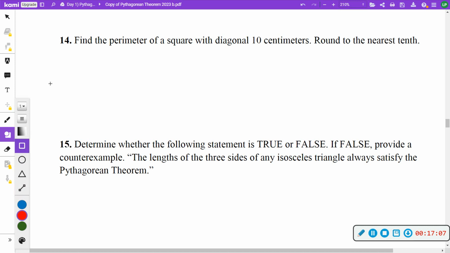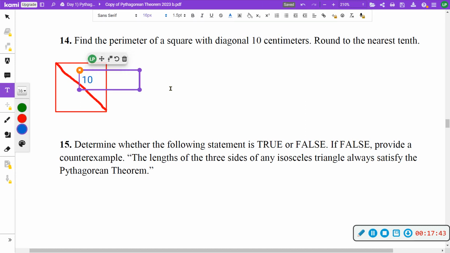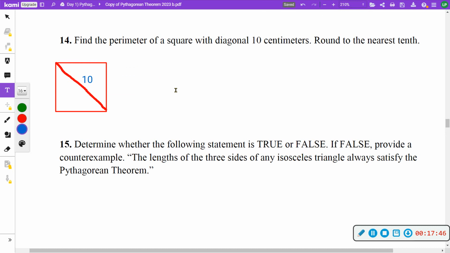Do I have a square button? Let's say that's a square. It doesn't look very squarish. I'll just rough guess it. It's okay, there's a square. And they tell you the diagonal. So diagonal from one spot to the other is 10 centimeters. Find the perimeter. Perimeter is distance around the outside.